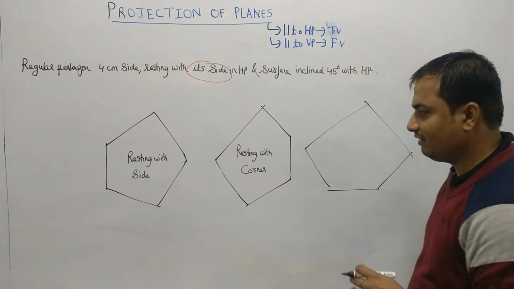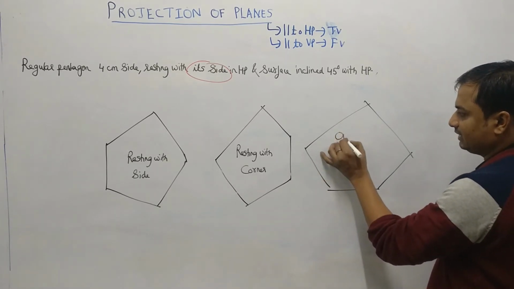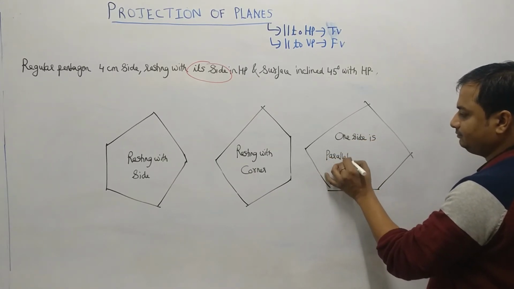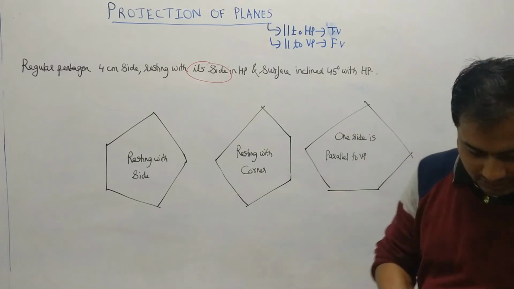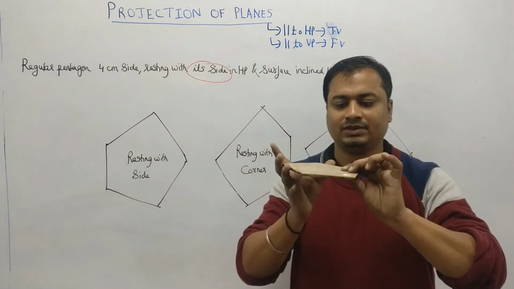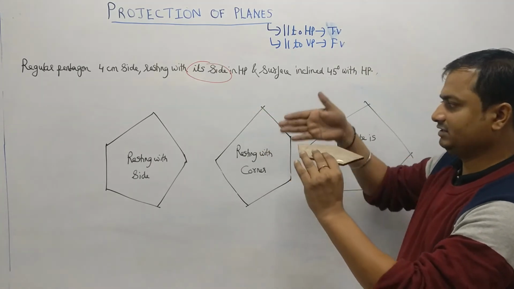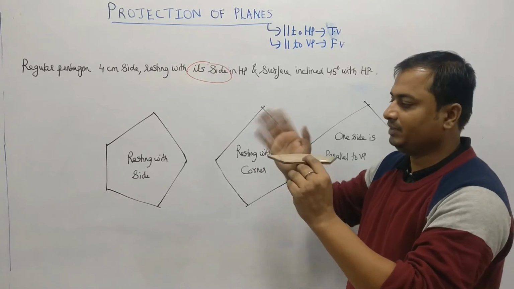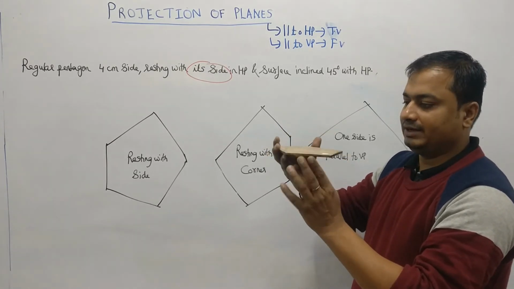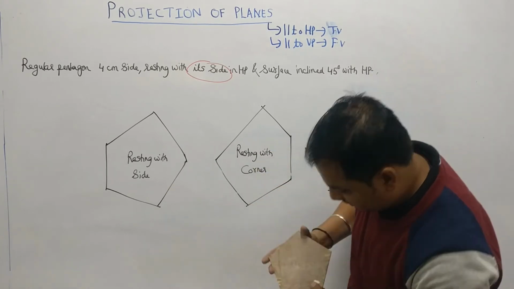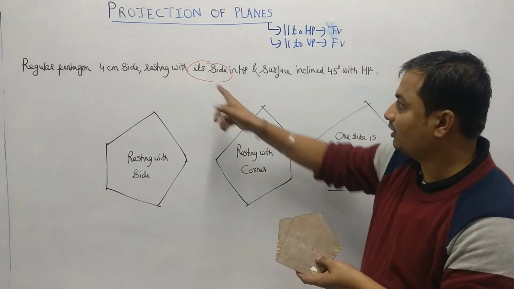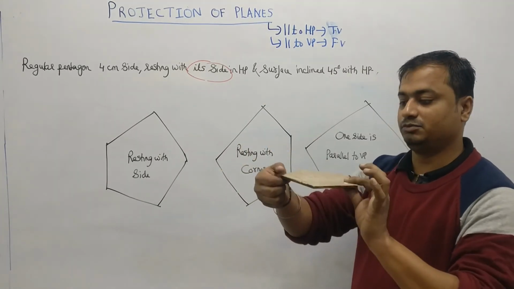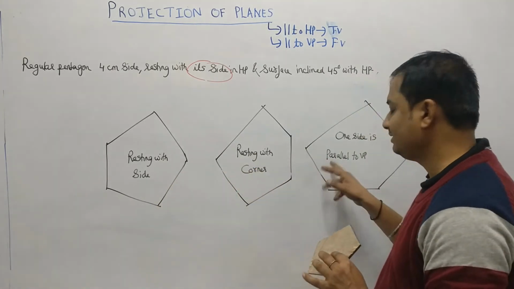This other case is when you have to draw the pentagon resting with corner. And this case you use when it is said that one side is parallel to VP. You can understand it with this pentagon. This is the side. If my hand is the VP and it is said that one side of the pentagon is parallel to VP, the pentagon should be resting like this. When you see from the top, this is horizontal. If the problem is of side, this side should be vertical like this. If the problem is of corner, this should be the corner. So this is the side one, this is the corner one, and this is the parallel to VP one.